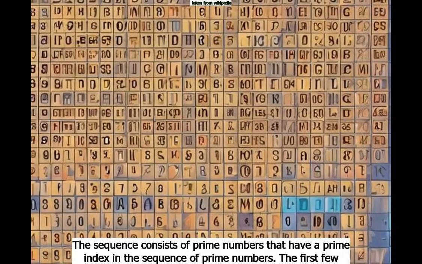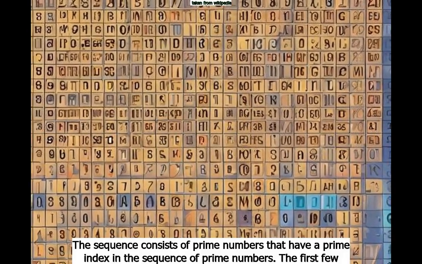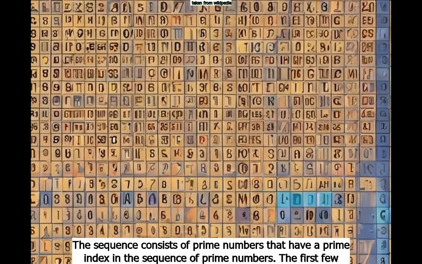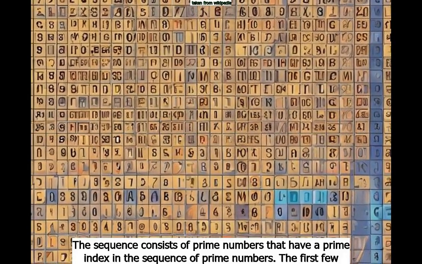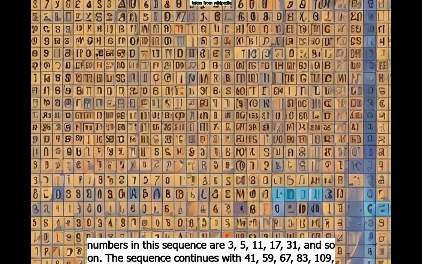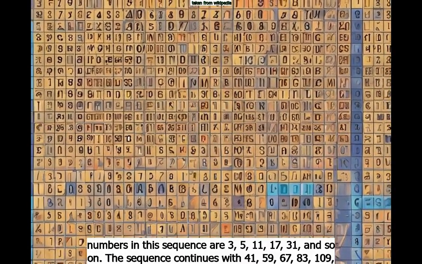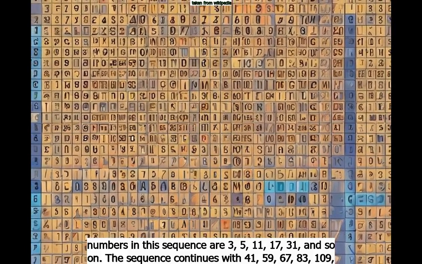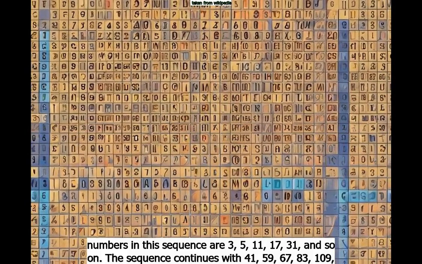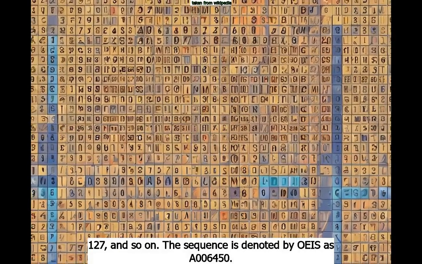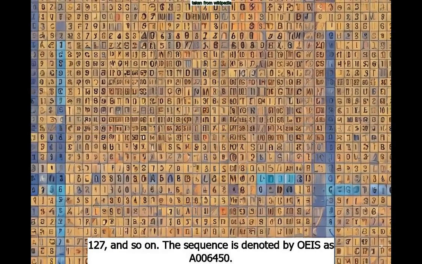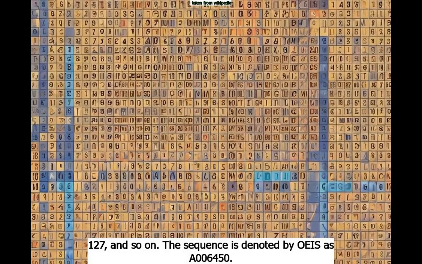The sequence consists of prime numbers that have a prime index in the sequence of prime numbers. The first few numbers in this sequence are 3, 5, 11, 17, 31, and so on. The sequence continues with 41, 59, 67, 83, 109, 127, and so on. The sequence is denoted by OEIS as A006450.